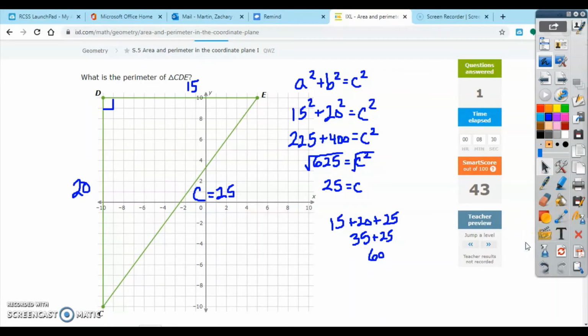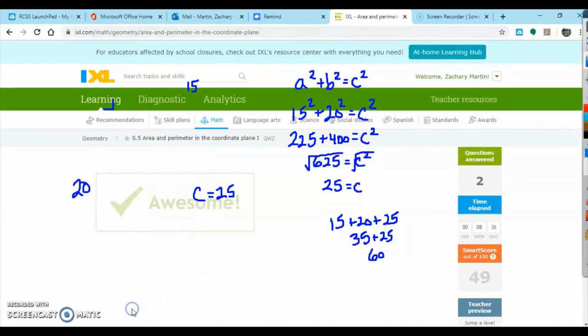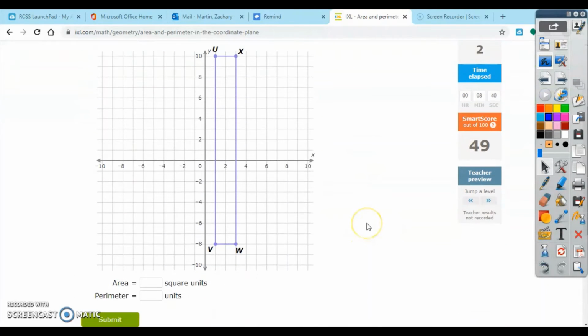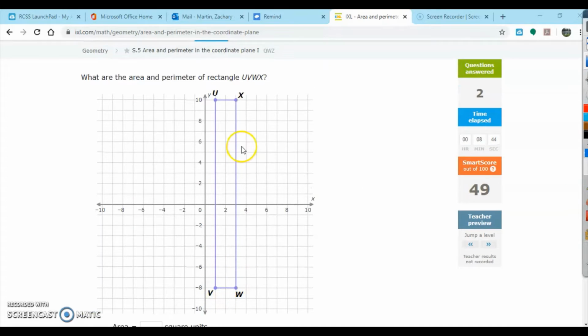So let's scroll down here. We're going to type that in, 60. There we go, 60 units. Hit submit. Awesome. All right, let's get rid of those annotations. Let's see what else we have. Now this one asks for area and perimeter. So let's do this one really quickly.